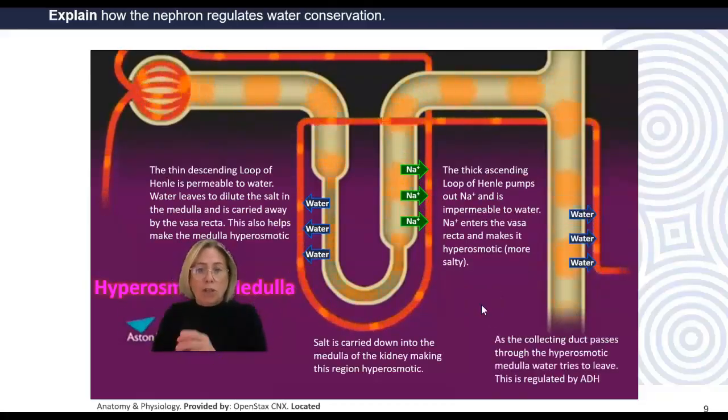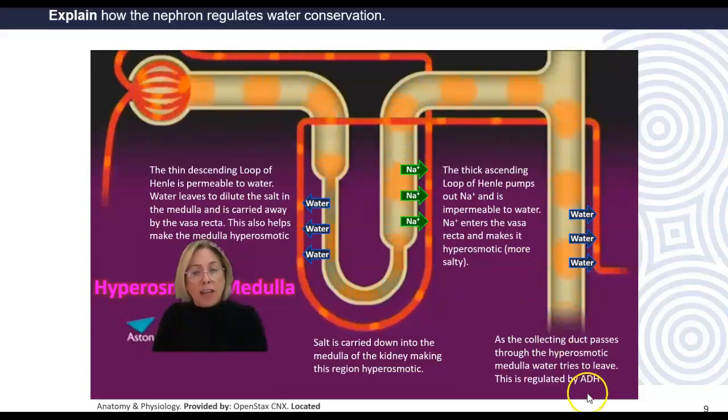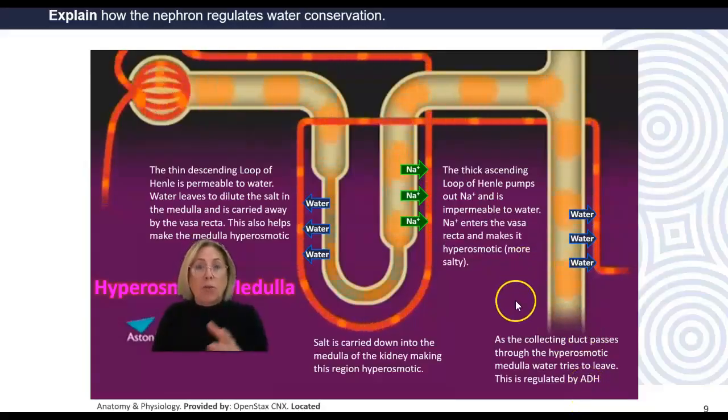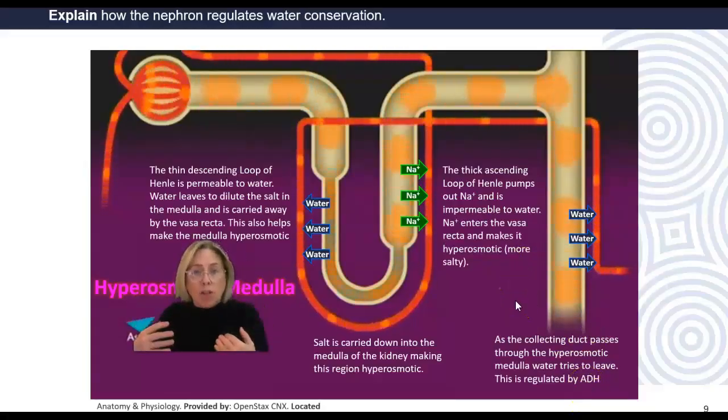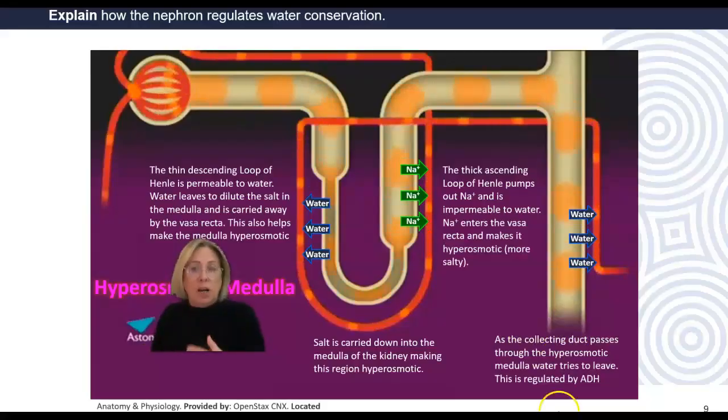Now then, if we go over to the collecting duct, as the collecting duct passes through the hyperosmotic medulla, water is going to try to leave, right? Because this is really, really salty, and water wants to get out to dilute all of that salt. But this is regulated by antidiuretic hormone. So if you've taken in lots and lots of water, antidiuretic hormone is not released. So obviously then, that water will just pass through and you'll excrete high volumes of dilute urine.